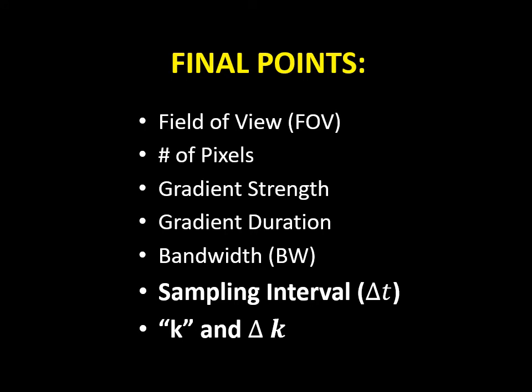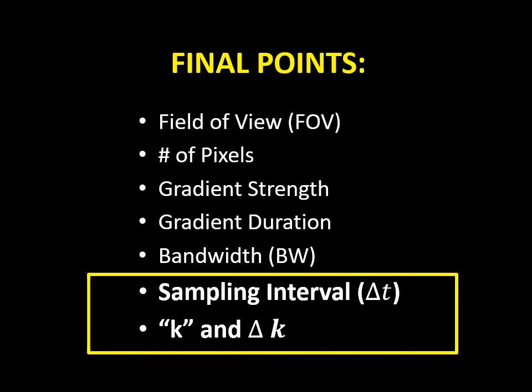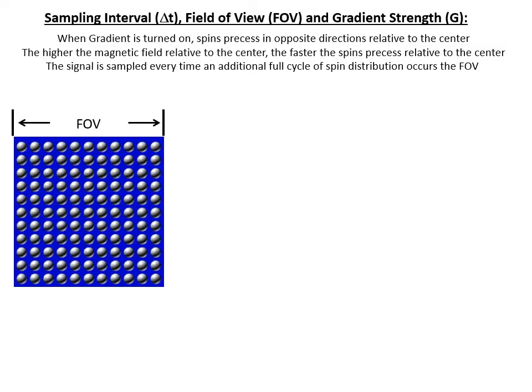This brings us to the final few points of this lecture. And these are the sampling interval, which is called delta t, and K and delta K. And we're going to go over these points in the next few slides before we end. Let's examine the relationship between the sampling interval, delta t, the field of view, and the gradient strength. We're going to use the same animation that was used in the spin gymnastics lecture and earlier in this lecture, where we have an array of black and white balls as is shown in the bottom left of the slide.